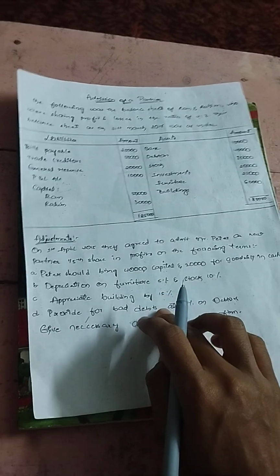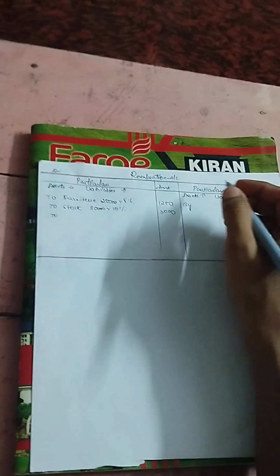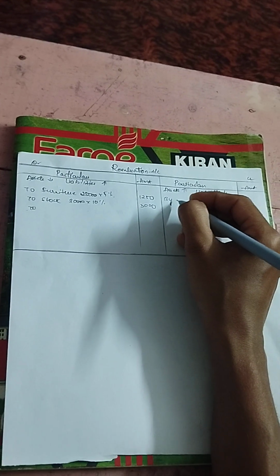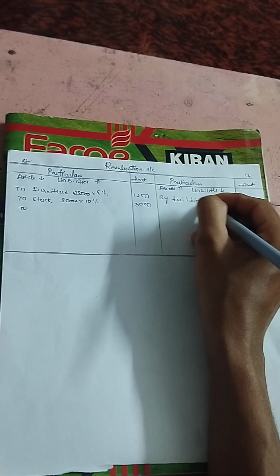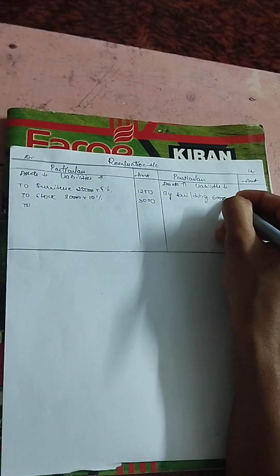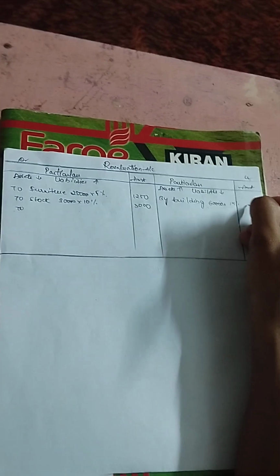Next, appreciate building by 15%. The value of building is 60,000. Here the value of building is being increased. When asset value is increased, we'll record on the credit side. By buildings, 60,000 into 15%. If we calculate 60,000 into 15%, we'll get 9,000.